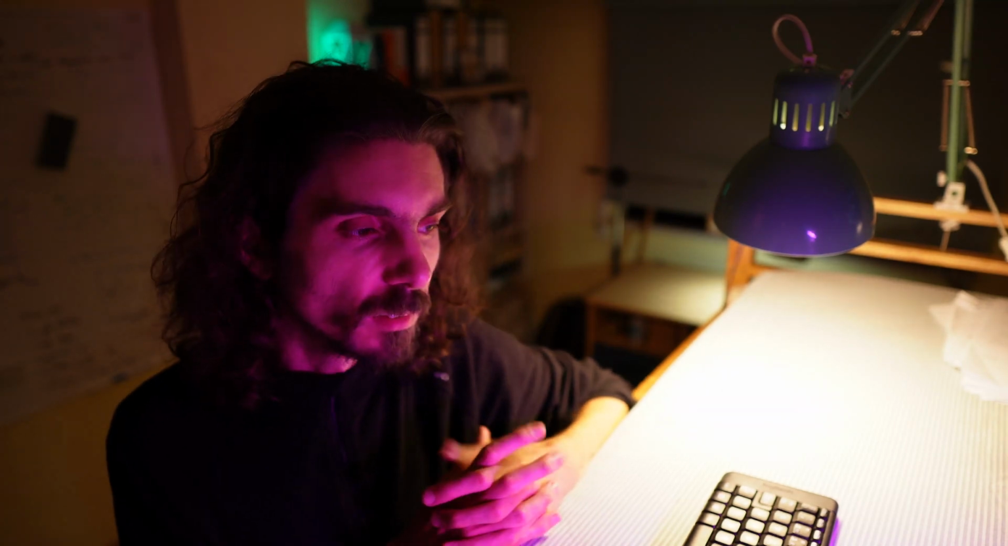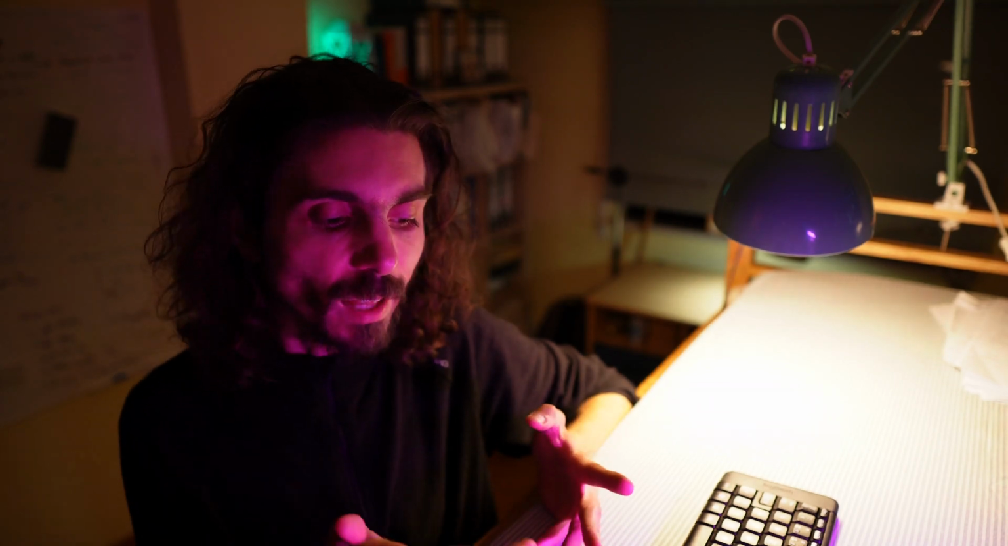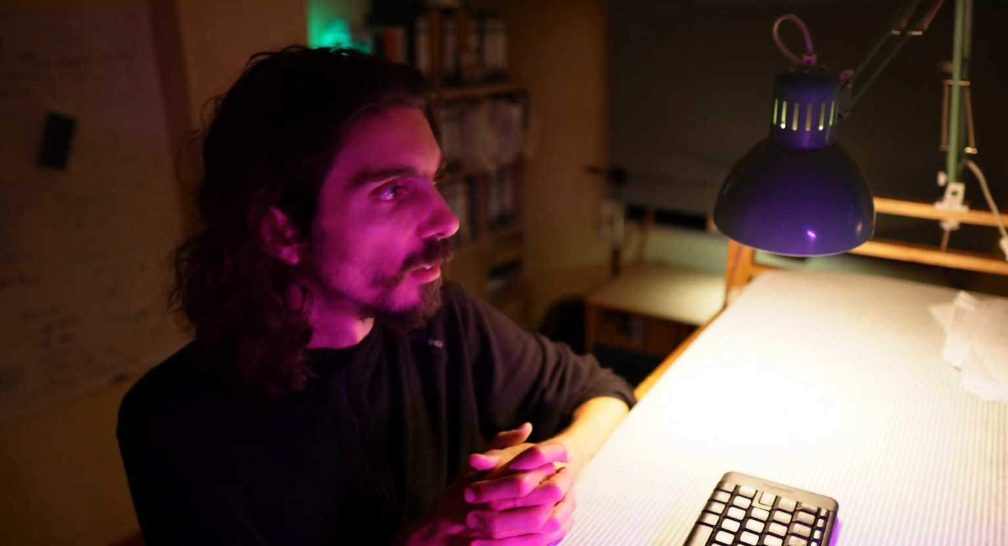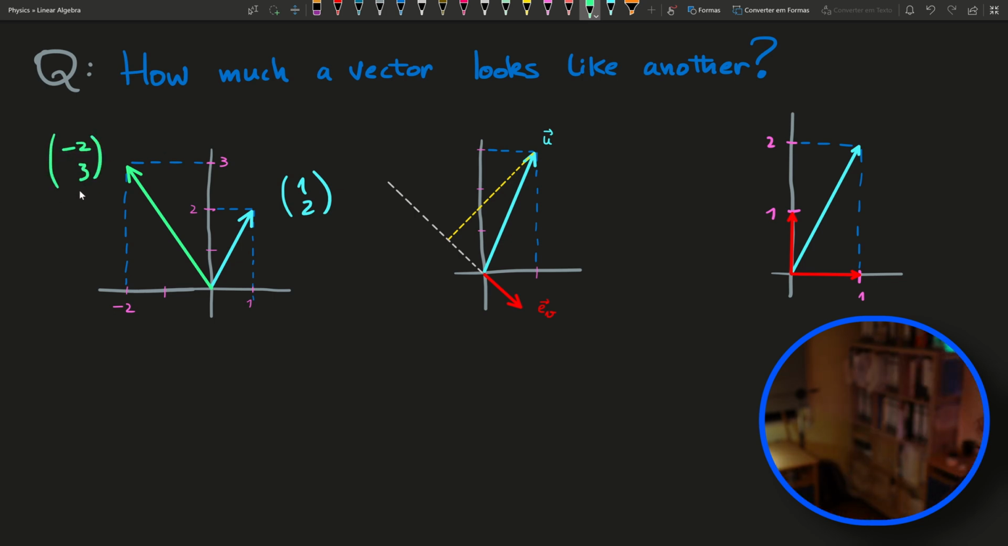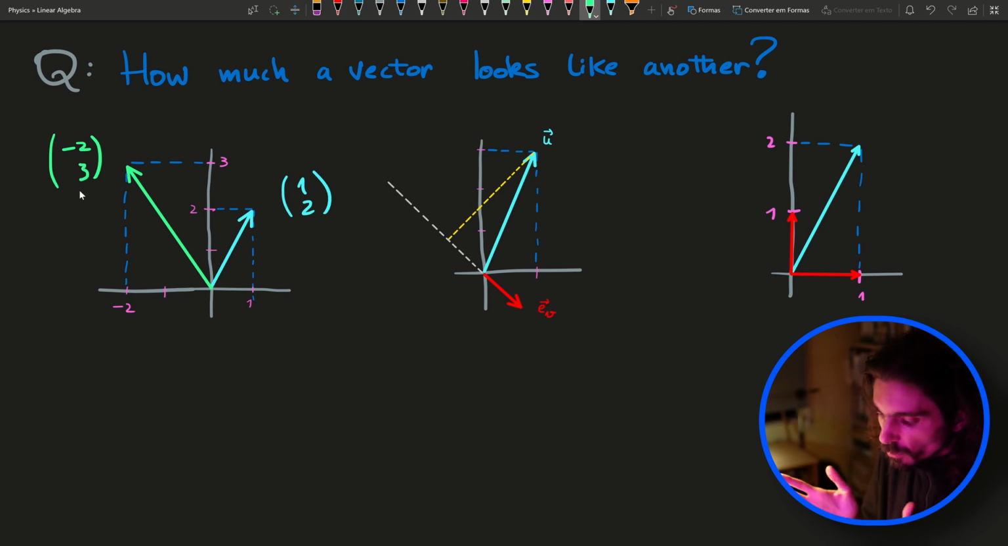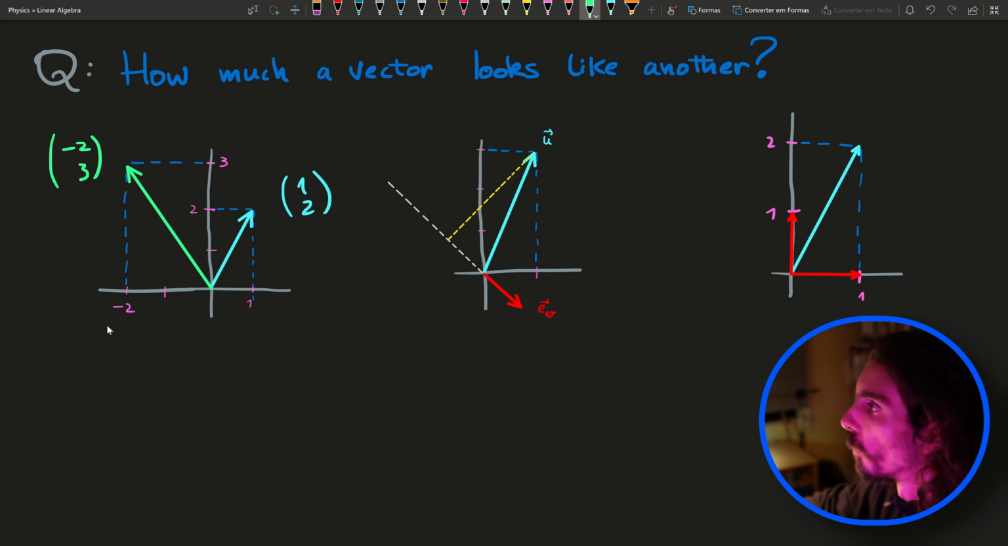how much a vector looks like another vector. This is a very important geometrical question. So let's see how the inner product allows us to gather this information. You find here on the right hand side the typical vector (1, 2), and in green, the vector (-2, 3). And let's ask, how much do these two vectors look alike? Well, one way to go about it is to compute the inner product between both.